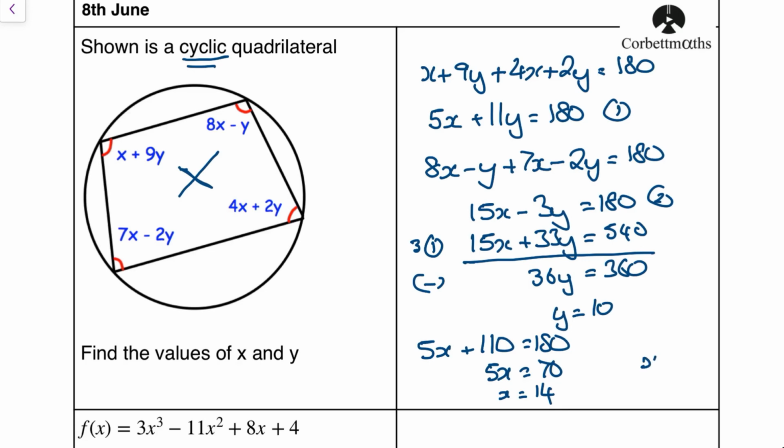And that's it. Now, obviously, put your answers on the answer line, or just make sure they're very clear. Don't make the examiner hunt for the answers. X equals 14, y equals 10.